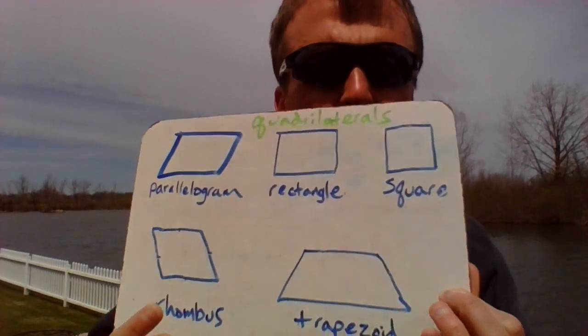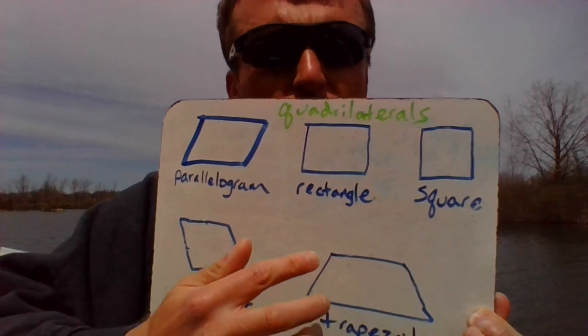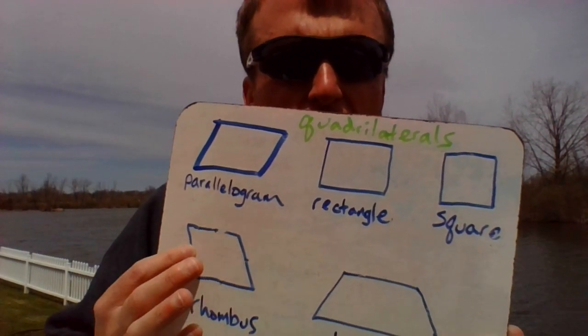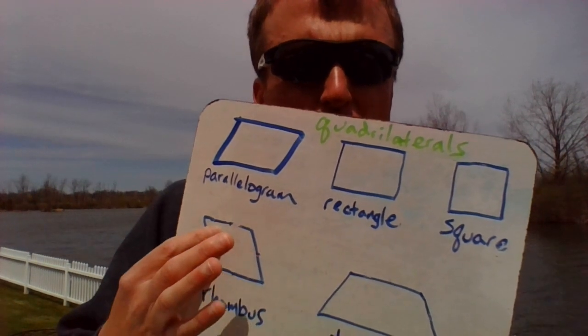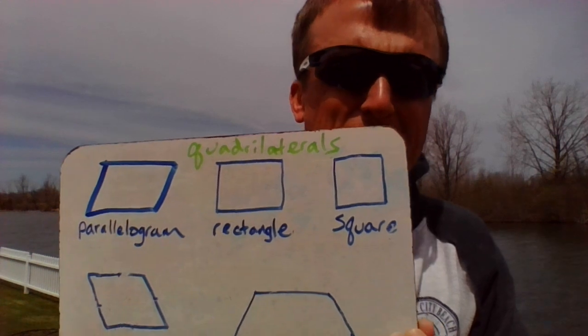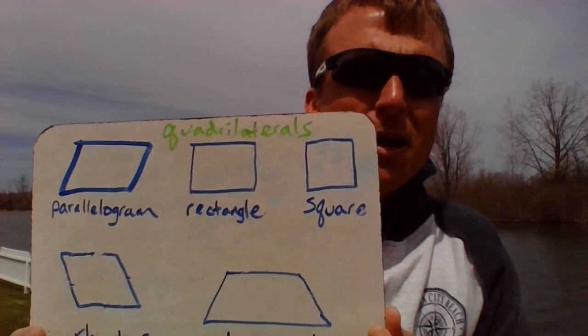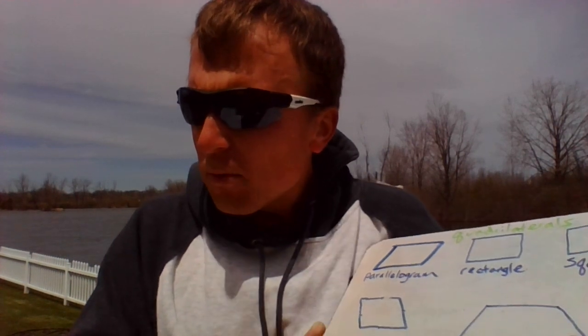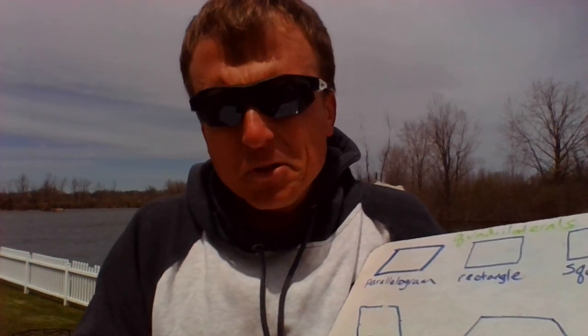We got our obtuse angles right here. This one and this one. And then these are our two acute angles. Remember, obtuse is bigger than 90 degrees, acute is less than 90 degrees. All right. So that's a rhombus. So we got that. Let's go on to a trapezoid.